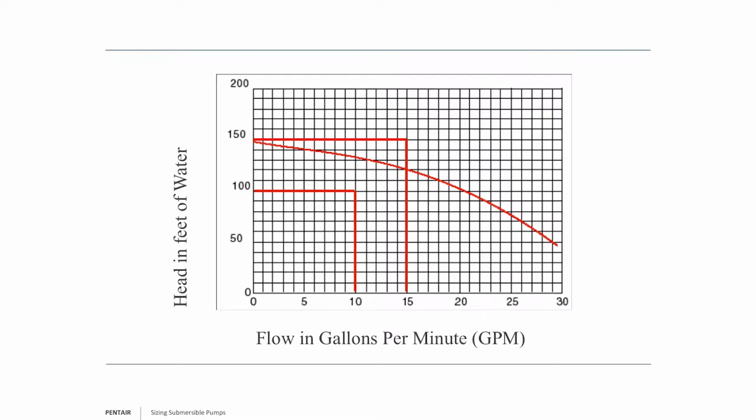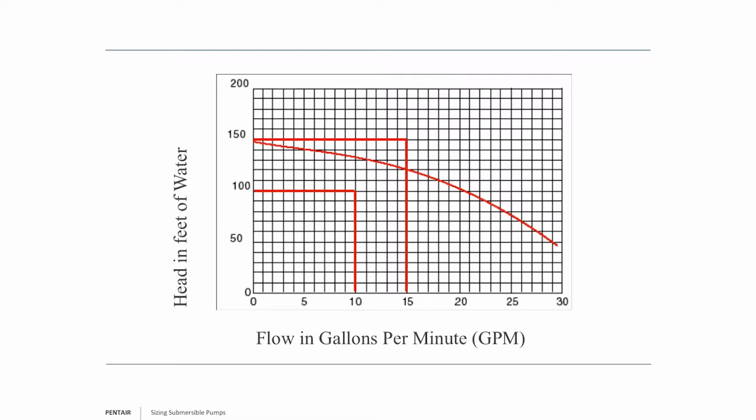Now, here's a trick question, and I'm going to emphasize it's a trick question, so the answer better be no. Can this pump do 10 gallons per minute at 100 feet of head? And the answer is no. Your first instinct will be, but that's to the left of the curve, it's under the curve, it's within the curve. And those are easier answers to say than what is the correct answer. The correct answer is no, it won't do it.